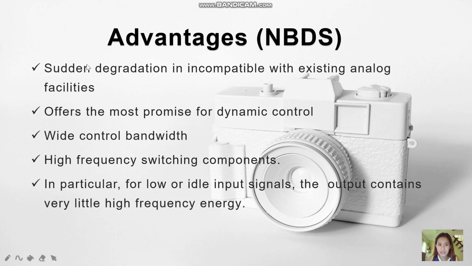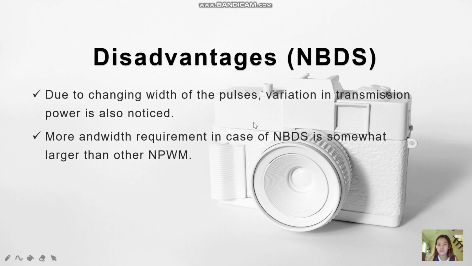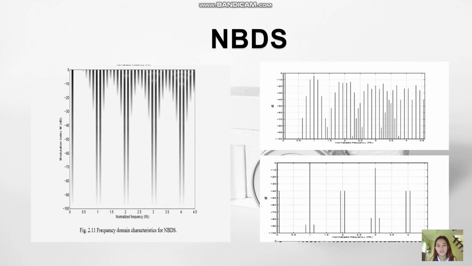There are advantages of NBDS. Its sudden degradation is incompatible with existing analog facilities, and it offers the most promise for dynamic control, wide control bandwidth, and high frequency switching components. In particular, for low or idle input signal, the output contains very little high frequency energy. For the disadvantages, due to the changing width of the pulses, variation in the transmission power is also noticed. The bandwidth requirement in the case of NBDS is somewhat larger than other PWM. This is also just a diagram that shows how NBDS frequency domain characteristics are shown in the figure.